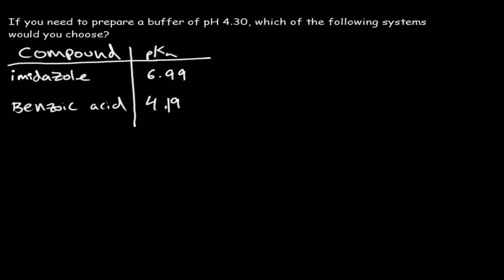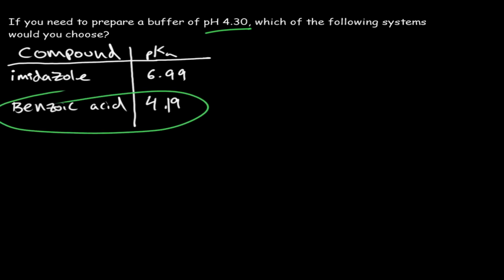All right, let's look at our next question. If you need to prepare a buffer of pH 4.3, which of the following systems would you use? We have a compound imidazole which has a pKa of 6.99, and we have a compound of benzoic acid that has a pKa of 4.19. So the compound we would want to use to make a buffer of pH 4.3 is benzoic acid.